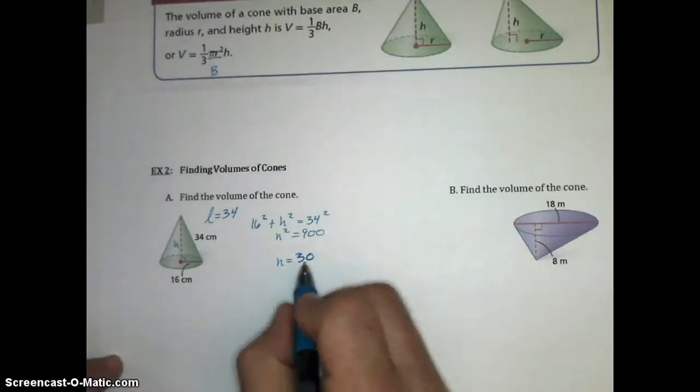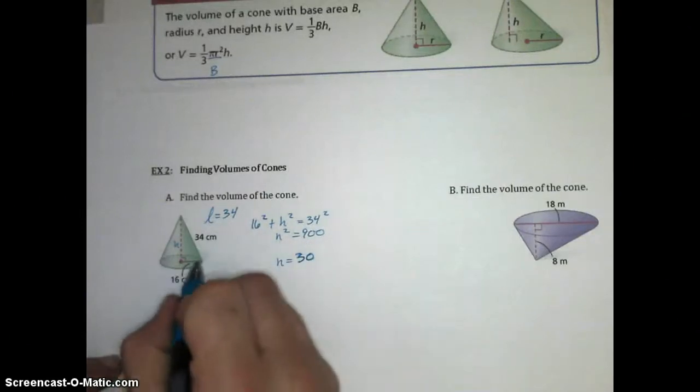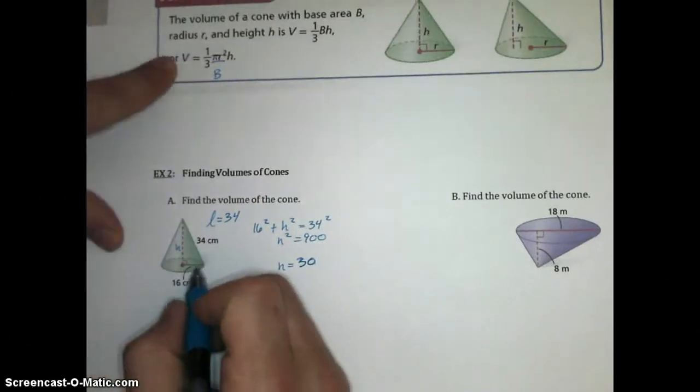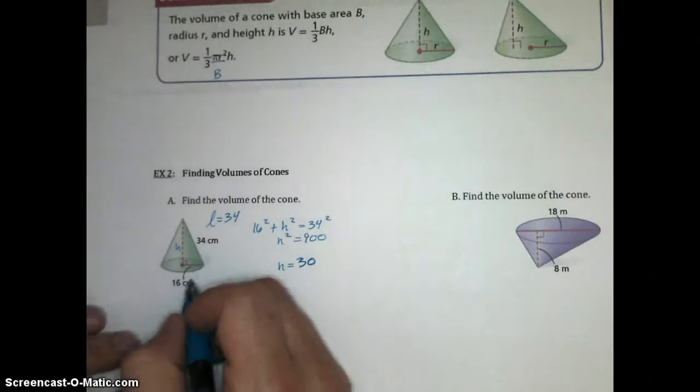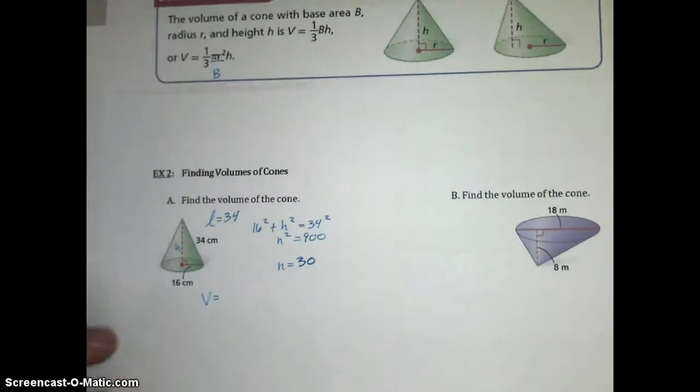All right, we should get h is 30. Square root of 900 is 30. So if our height is 30 and our radius is 16, we should be able to use this volume formula to find the volume of the cone. I'm going to let you go ahead and try and work this out. You'll need to pause the video to give yourself some time. Work this out, and when you're ready, click play, and you'll see what the answer should be to check your answer.